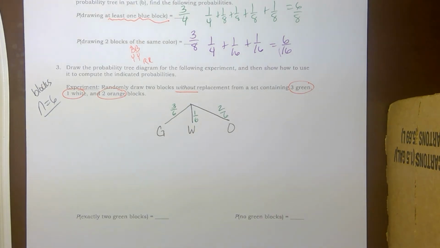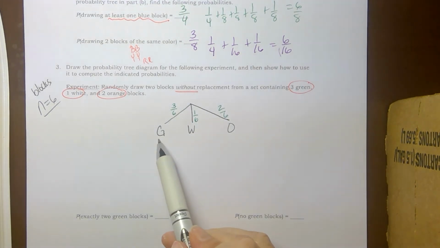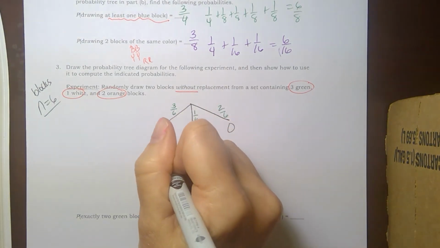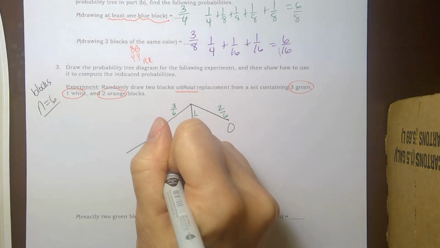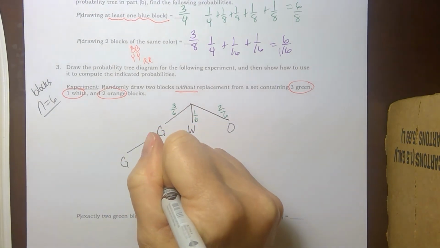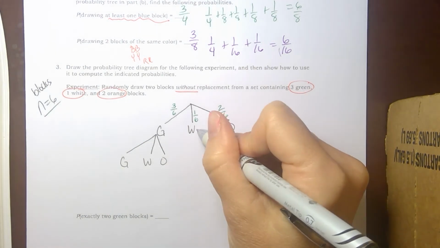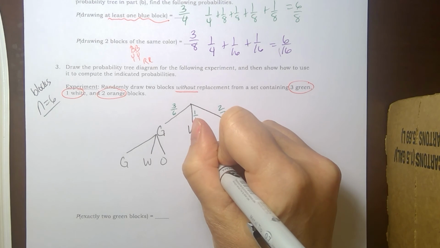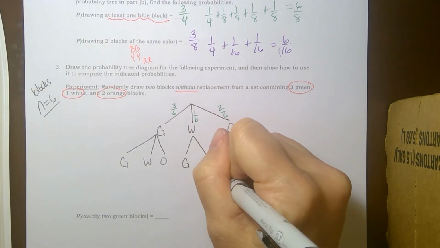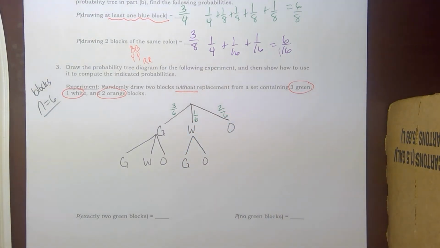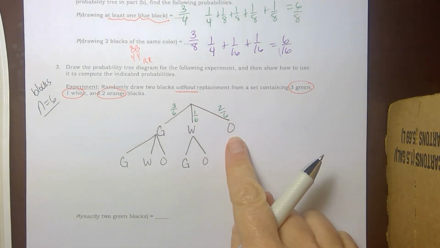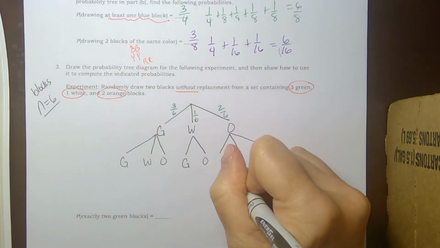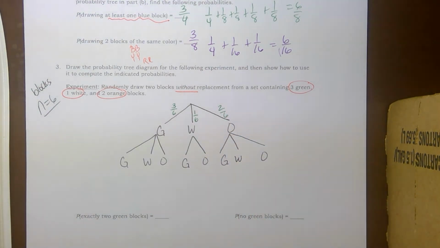Okay, we get a second draw. If I draw a green block on the first draw and I don't replace it, I still have 2 left. So on this second draw, I still have green, white, and orange available to me here. If I draw the white block, that is the only white block, so there aren't any more. I only have green or orange for my second draw there. If I draw an orange block and don't put it back, I still have 1. So I still have all 3 color choices, green, white, orange, there.